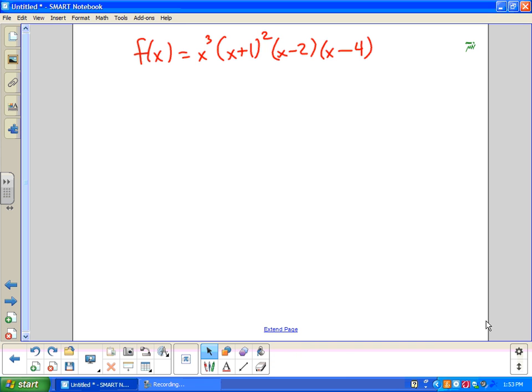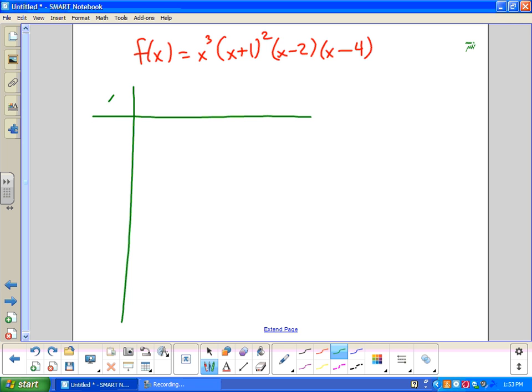Do we agree on the zeros? If I start making my sign table immediately, the zeros are, -1's the first one, right? 0, 2, and 4. Those are the zeros, and that's just -1, 0, 2, and 4, and I just put them in order.